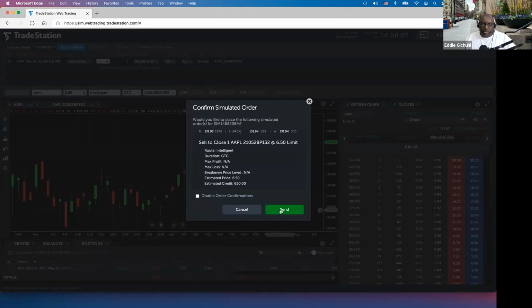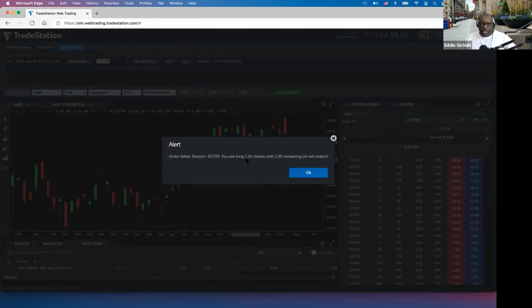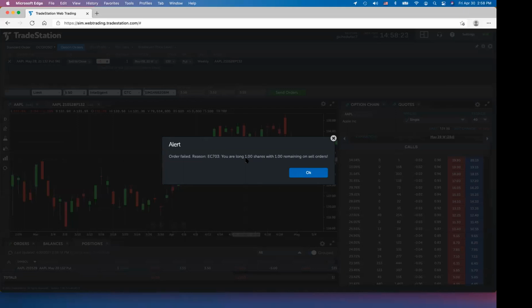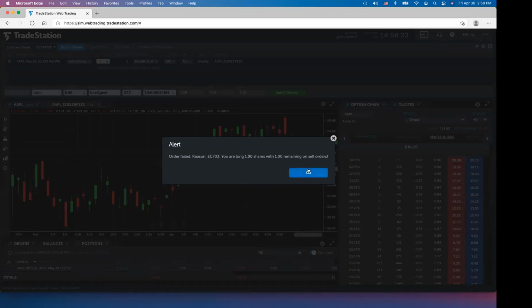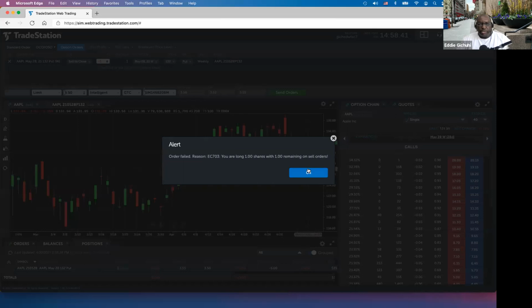Limit. Do you see that? That message is very common and people don't understand what it's all about. Order failed, reason: you're long one shares with one remaining on sell orders. And that's because you already have an order in the opposite direction. So you cannot have both at the same time using TradeStation. Yes, Eddie? I'm sorry, is that the case for desktop as well as the web version of TradeStation? I believe that is the case, yes.